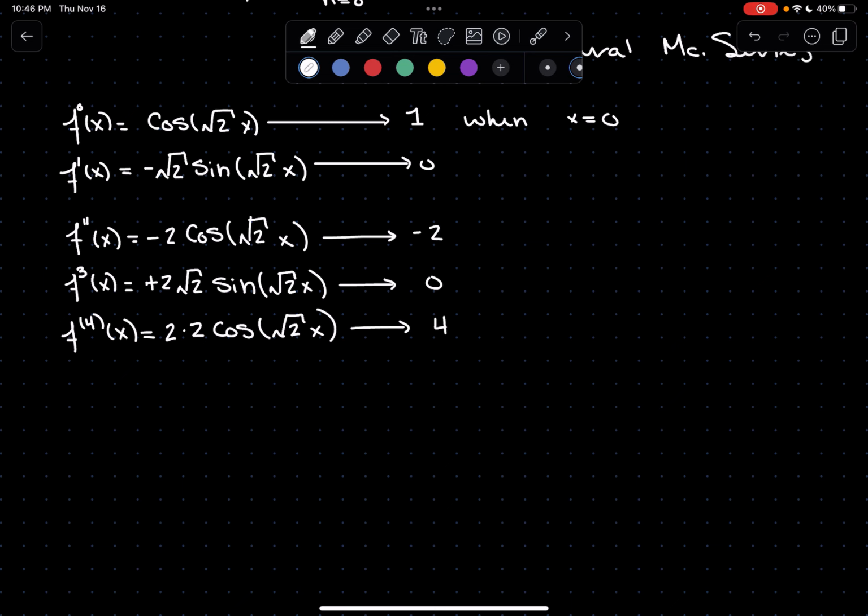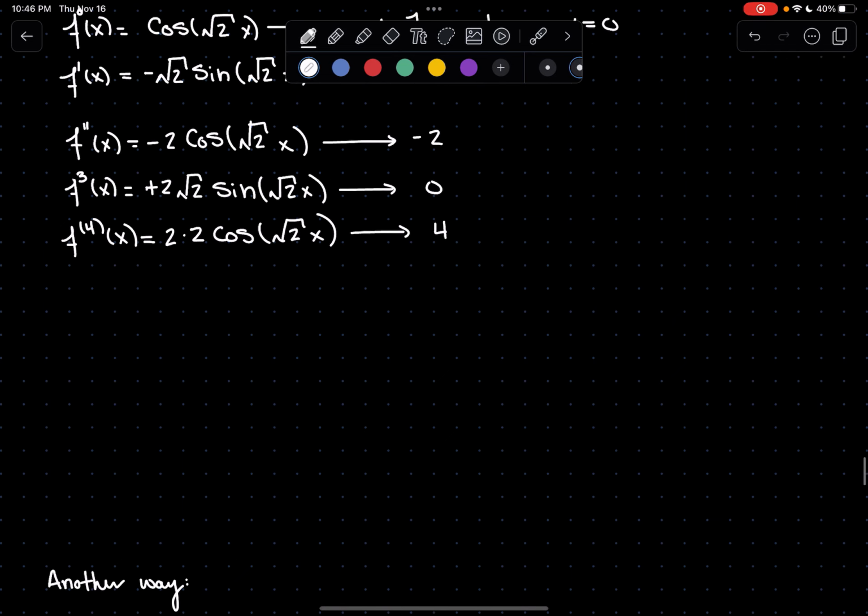Okay, and you might end up seeing a pattern, but if you go through, obviously the next one's going to be 0, but then the sixth derivative, if you go through and calculate it, it's negative 4 times 2 cosine of root 2 x, which when evaluated at x equals 0 is going to give you negative 8.